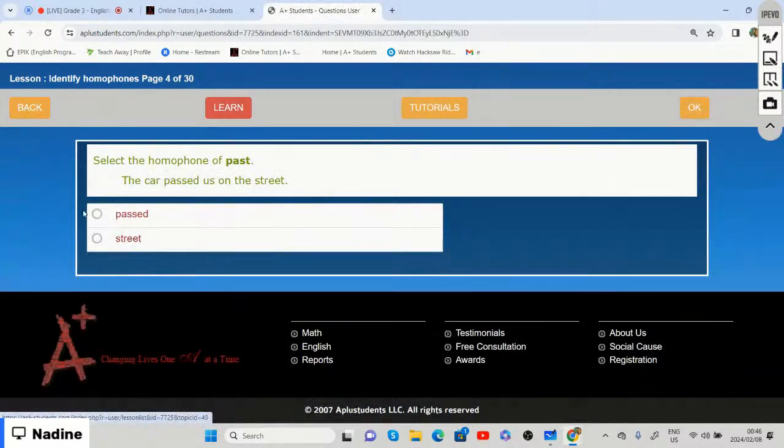Then we also need to select the homophone of past. So past, it says the car passed us on the street. So the word past but we need to find the homophone of. This is basically it shows that it happened already. It's in the past, right? It was either yesterday, last week, or last month. It's in the past. It has passed.